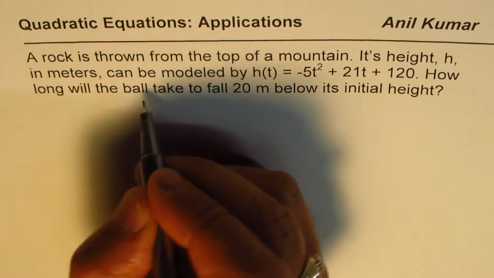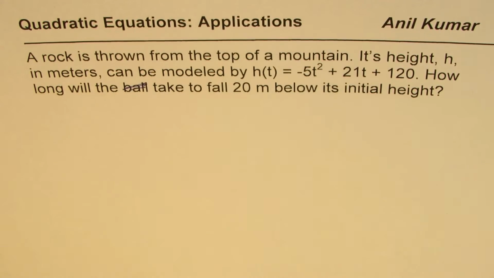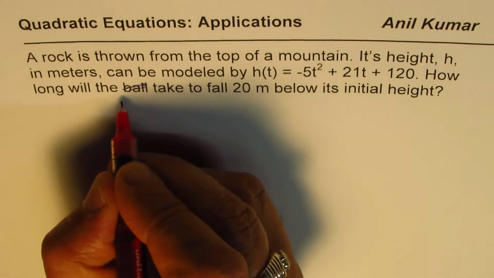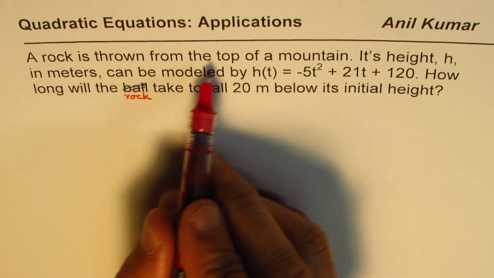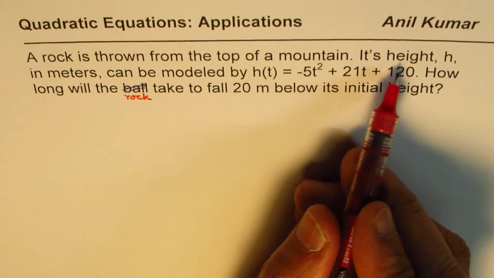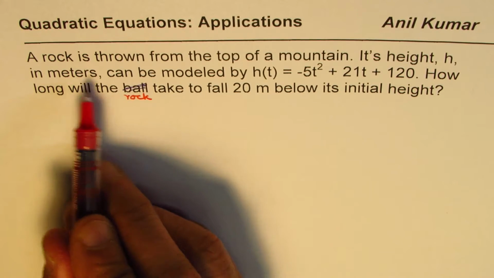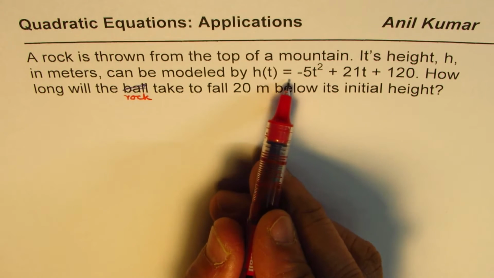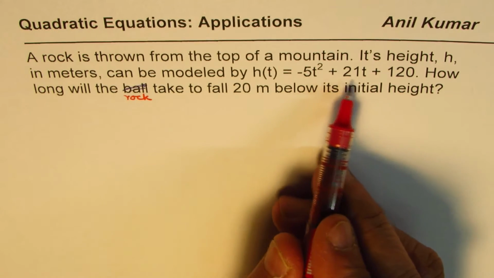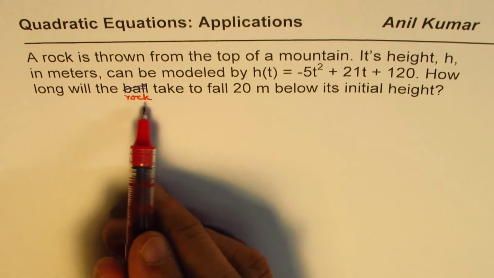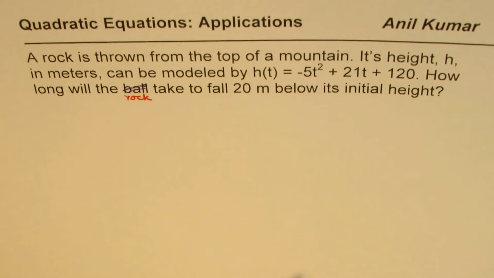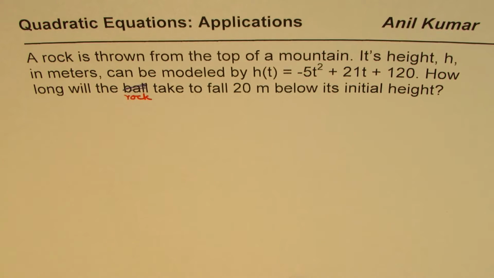So actually we threw a rock, so let me write this also as a rock. Let me correct this, okay. So the question is, a rock is thrown from top of a mountain. Its height h in meters can be modeled by h of t equals minus 5t square plus 21t plus 120. How long will the rock take to fall 20 meters below its initial height, right?